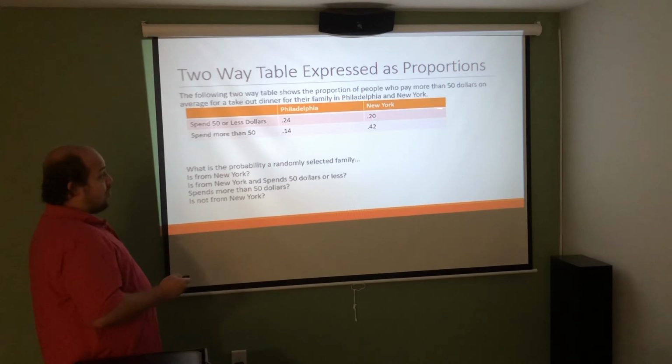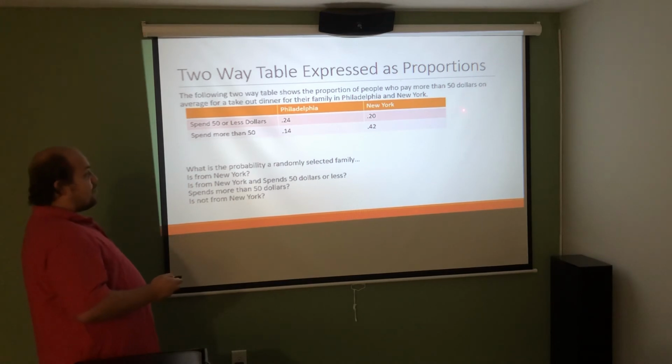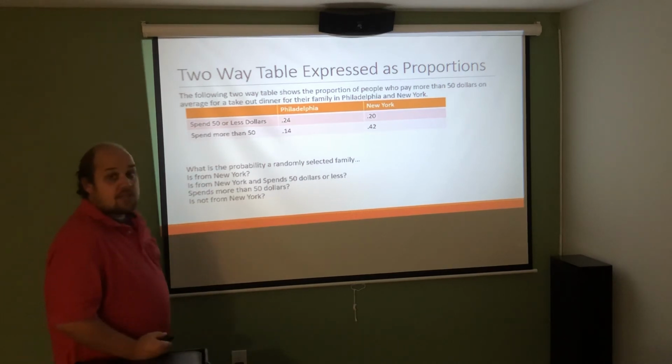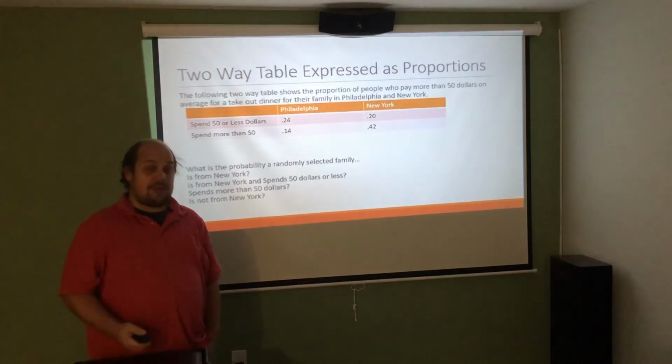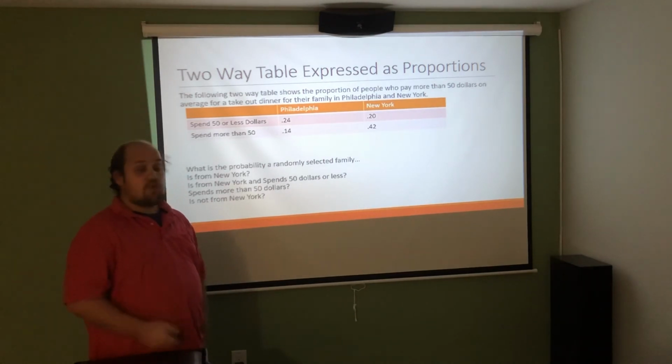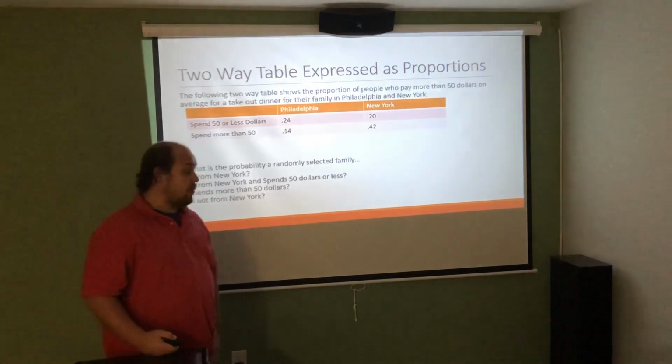0.24 plus 0.20 gives me 0.44. 0.14 plus 0.42 gives me 0.56. 0.24 plus 0.14 gives me 0.38. And 0.20 plus 0.42 gives me 0.62. If I add together 0.44 and 0.56, it gives me 1. If I add together 0.38 and 0.62, it gives me 1. So here, you're doing a check to make sure that you've got the column and rows total correct, but always the table total is just going to be out of 1 when it's in decimal form.